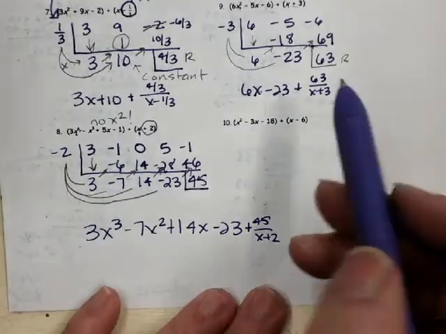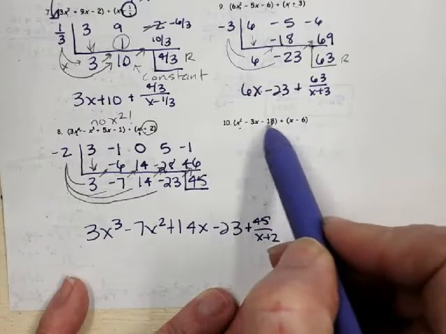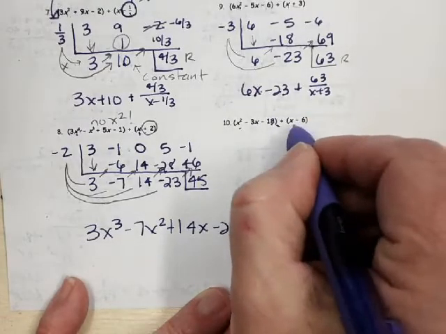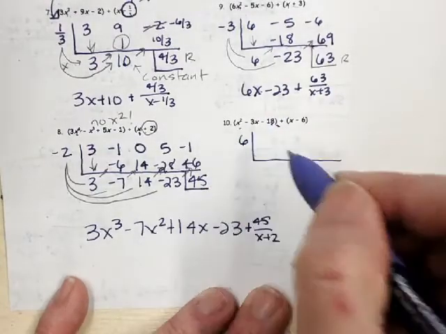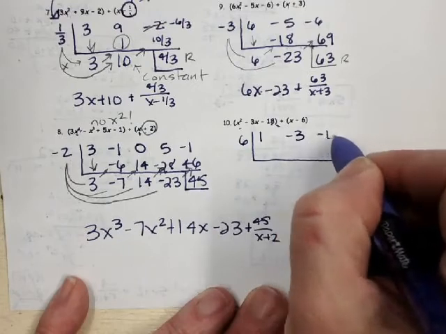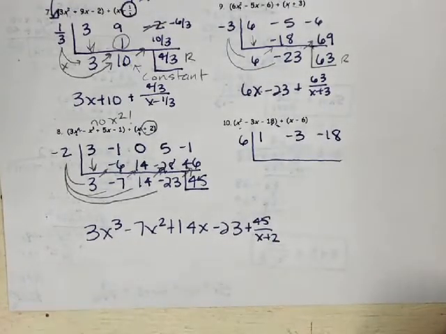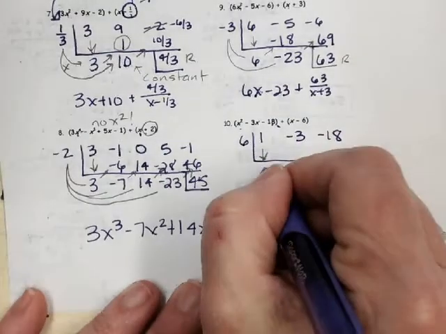Alright, last one. x squared minus 3x minus 18. It's in standard form and nothing's missing. So let's put that negative 6 on the outside and make it positive. I've got a 1x squared, a negative 3x, and a negative 18. Bring down the first term. It doesn't matter what it is, you just slide it down.